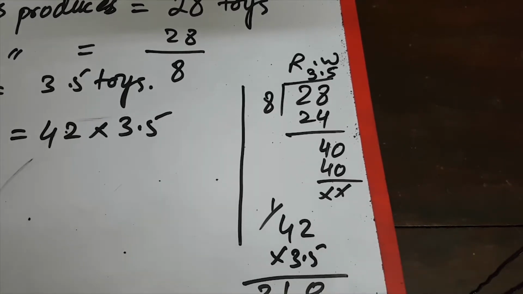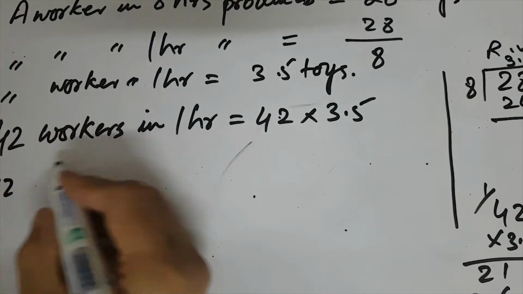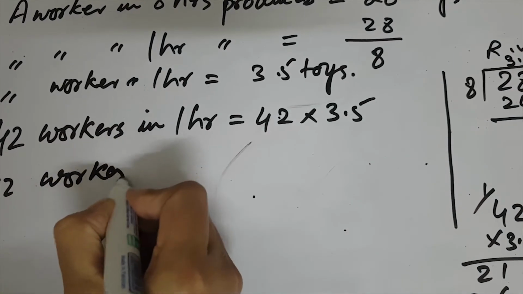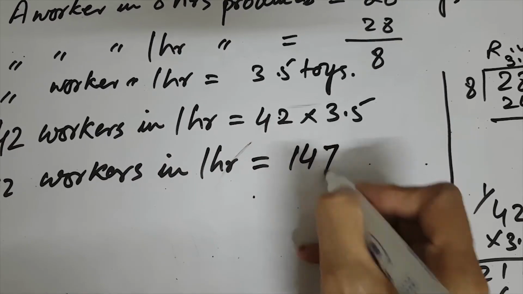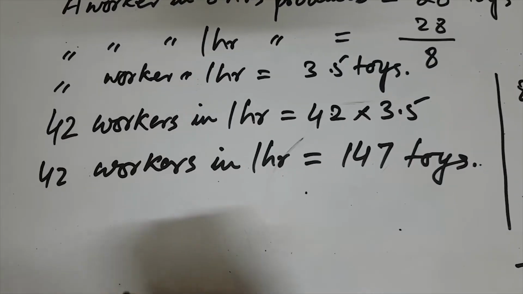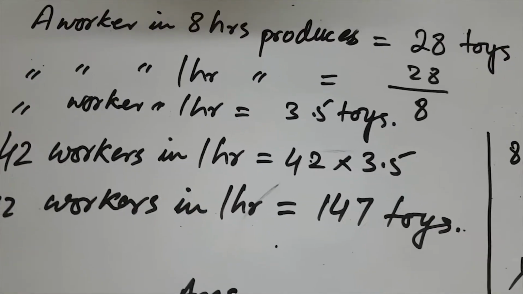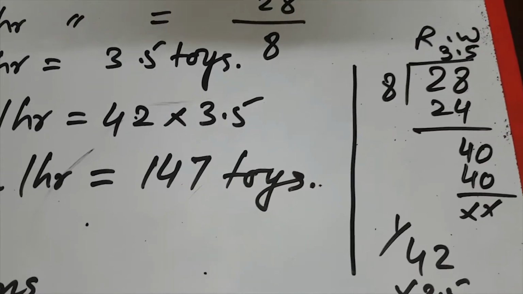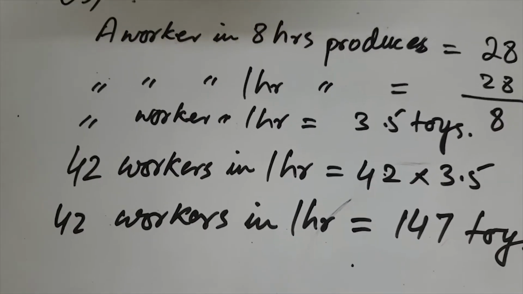So count the digits from your right hand side and put the decimal after one digit. So you will get 147.0, means 42 workers in 1 hour time can produce 147 toys. So this is the answer for your question. This is the rough work and the question and all the statements which are given.